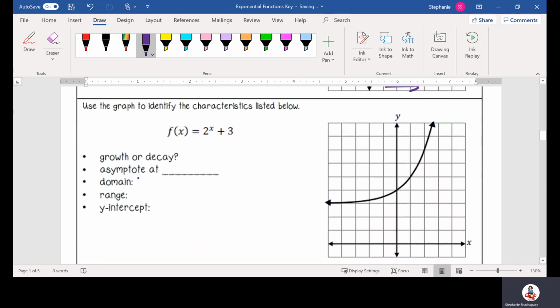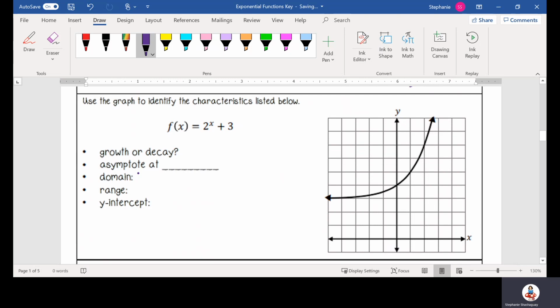Now let's look at our next example. It says use the graph to identify the characteristics listed below. Is this growth or decay? Well, first, let's rewrite this in a form that makes sense to us. So we're going to have f of x is equal to, our a term should be 3 here.